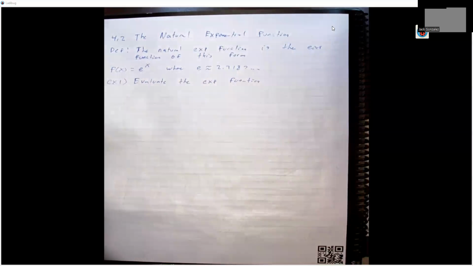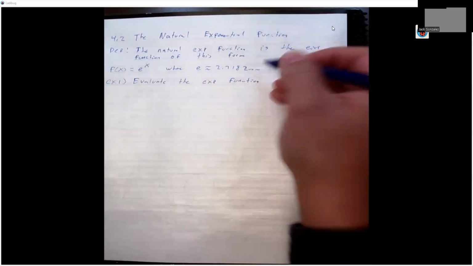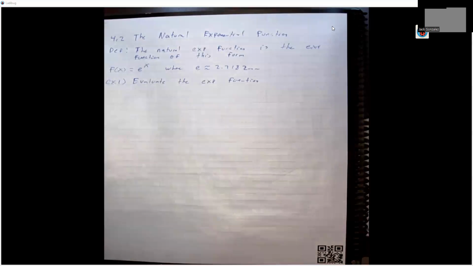Let me double check that. Yeah, that's my... at the end of it, dot dot dot, it repeats forever. So it's an irrational number.